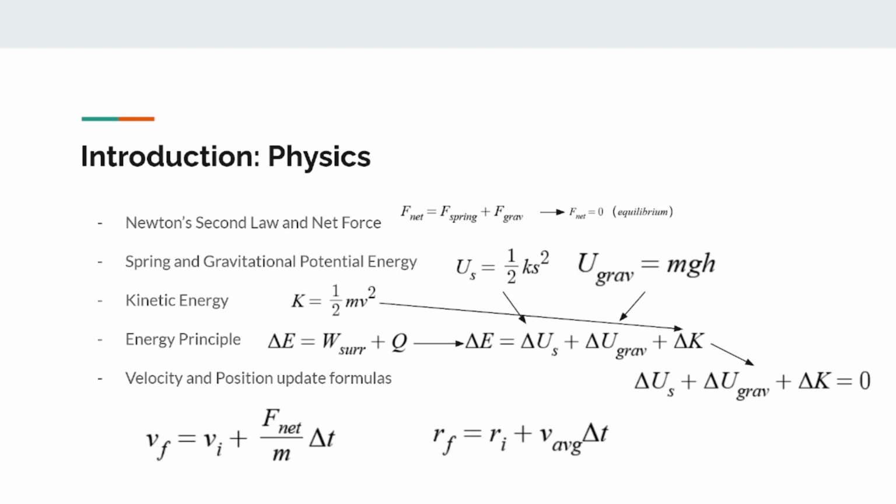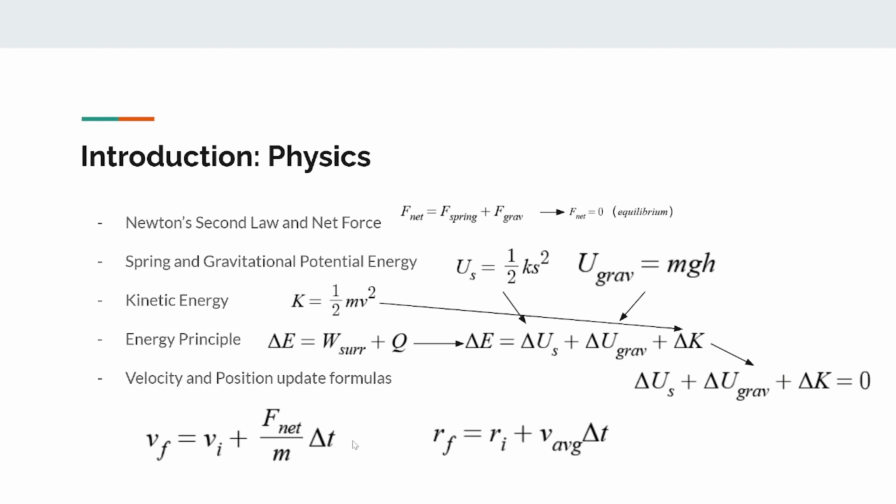We'll also be using spring and gravitational potential energies, which their formulas are listed to the right, and we'll be using kinetic energy as well. The energy principle will also be important to what we're doing, as it is equal to the work of the surroundings plus the thermal energy that escapes the system. Both of those should be equal to zero, as there are no surroundings. So the change in energy should also be equal to the change in potential energy plus the change in kinetic energy. And because, again, the change in total energy should be equal to zero, as there are no surroundings, all of that should be equal to zero.